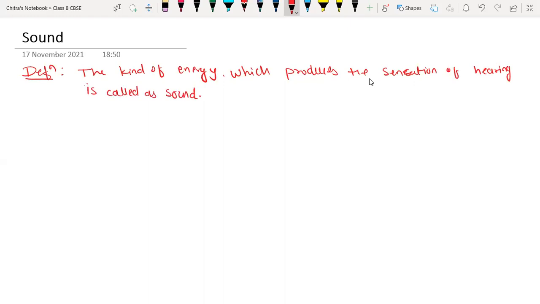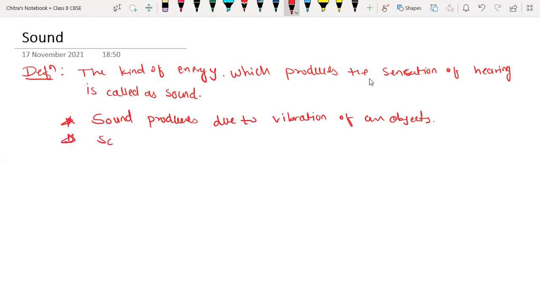Now, in our surroundings, we have different instruments that we use to produce sound. So we will discuss the types of sound now, and one more thing, how sound travels. I'm writing a very important point here: sound is produced due to vibration of an object.